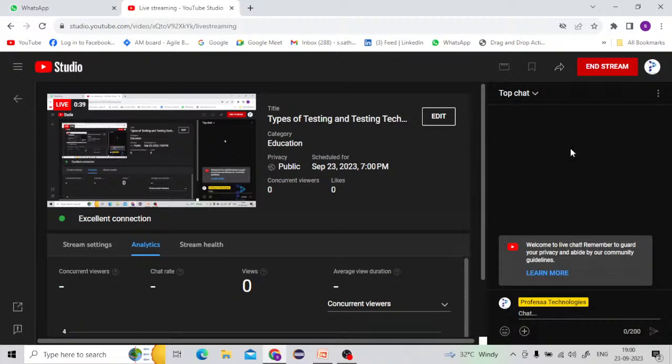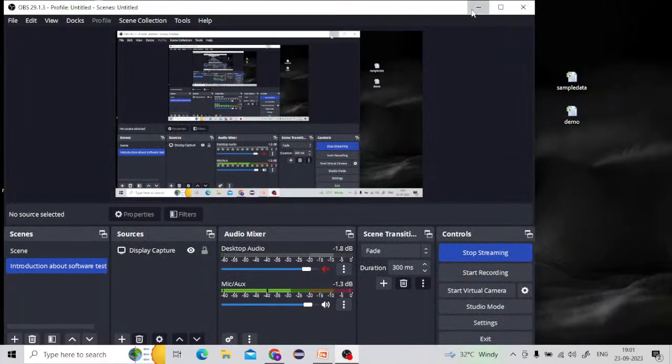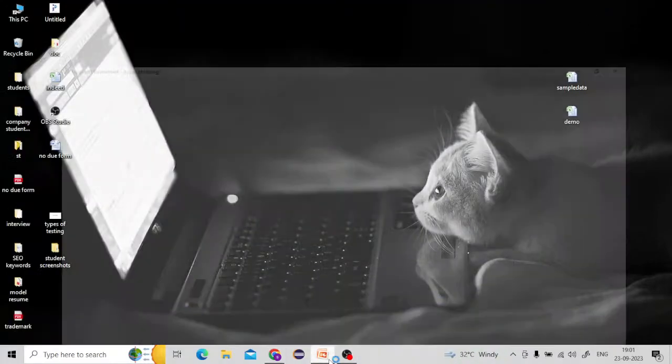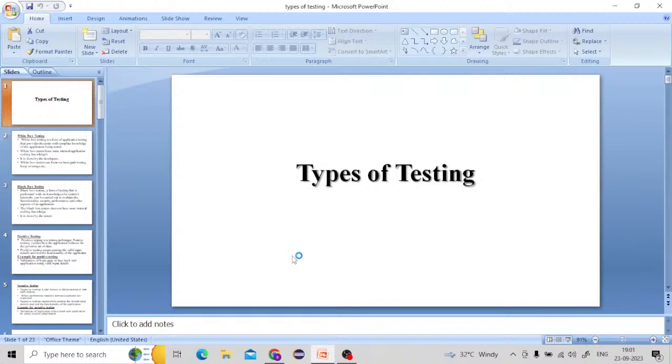Okay. So in today's session, we are going to discuss the types of testing. What are all the testing types we have? And then we are also going to discuss the testing techniques. What are the testing techniques we can follow? Okay, so types of testing.